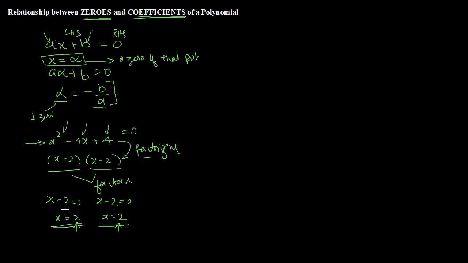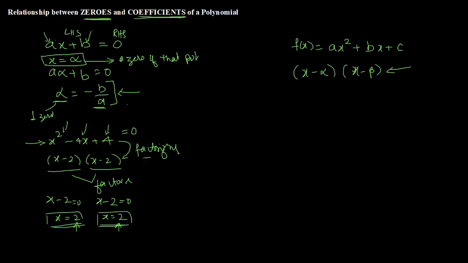Now let's see, if I take x equals 2, in some cases the zeros might be different. How do I represent them in terms of the coefficients, as we did here? Let's take f of x, a quadratic polynomial, ax square plus bx plus c. Let's assume if I factorize this, I'm going to get x minus alpha and x minus beta as two factors.